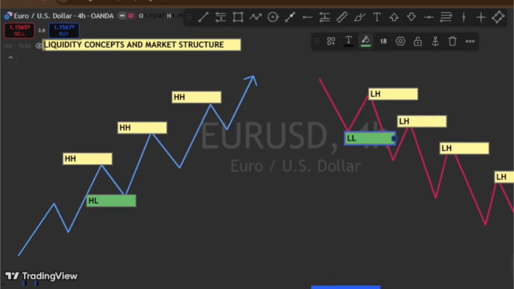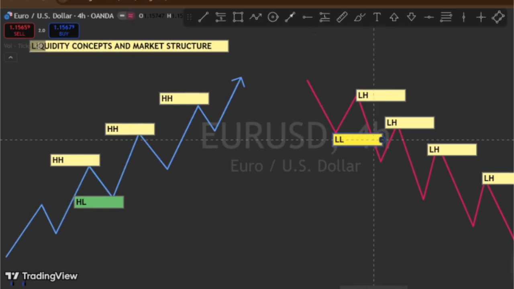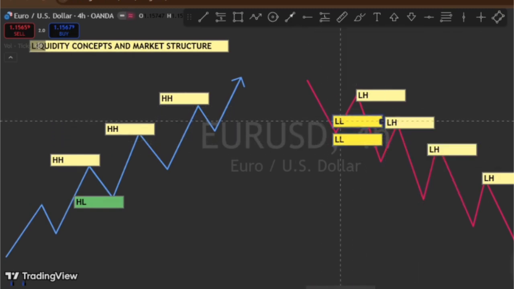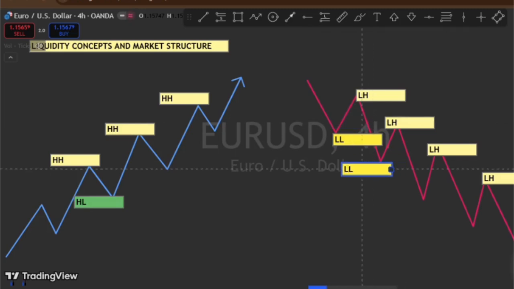So we could change this color to yellow, lower low. Okay, so you could see the point. Could you see the point? So what is stopping you from being profitable? Maybe you don't know how things are moving, guys. So you are just losing your money.